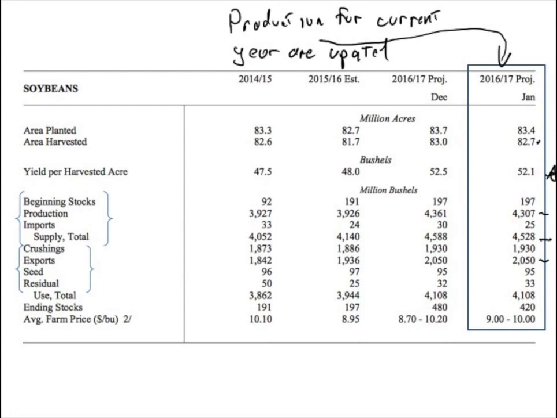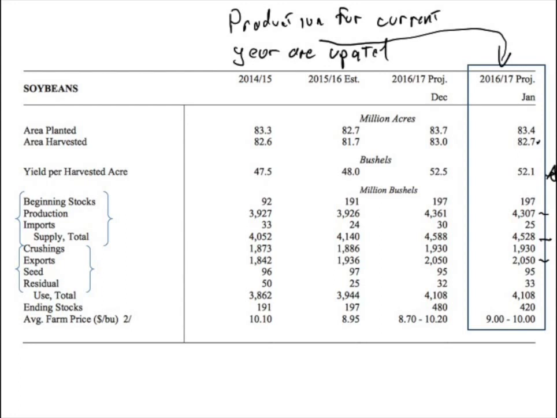As we're looking at that report, also note that there are 2 years, 2014 and 15, and also 2015 and 2016. So we can get a feel for the previous two marketing years, as well as the current marketing year. We are again going to focus on the current year report.